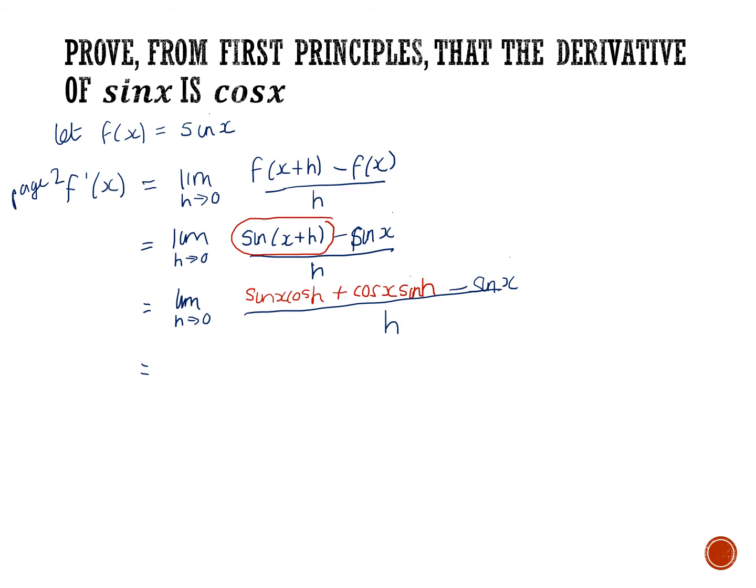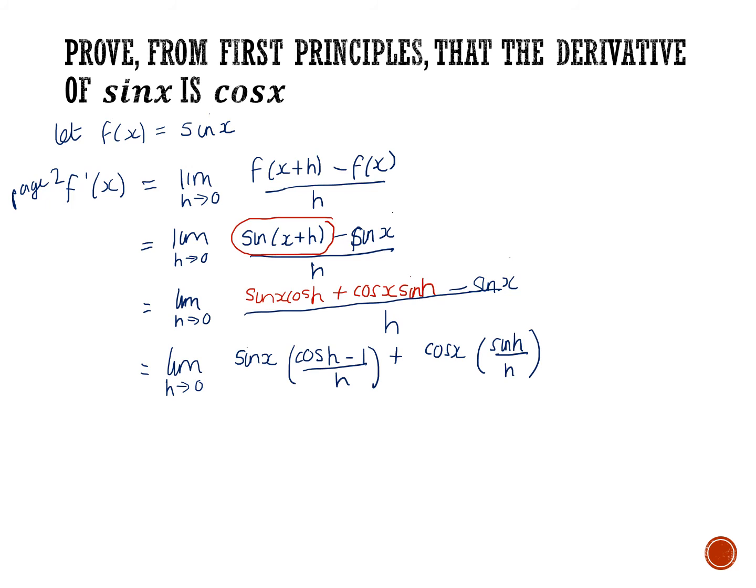Now here's the bit that you kind of need to remember to do: we are going to do a bit of factorising. I'm going to gather together the terms that have sine x in them, so you have sine x times cos h minus 1 all over h, and then plus cos x, so take out the bits with x's in, cos x times sine h over h.